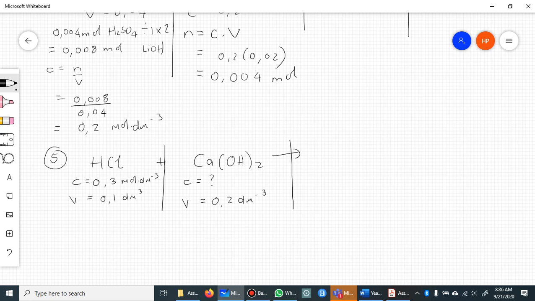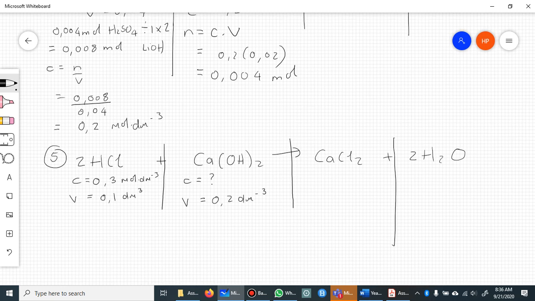Okay, so what's the salt that's going to form here? CaCl2 and then water. And to balance? Awesome. Okay, so the new formula in this section, it's called a titration formula.